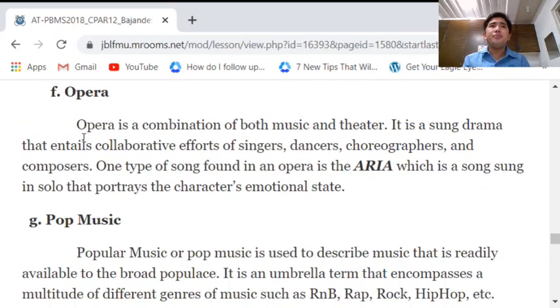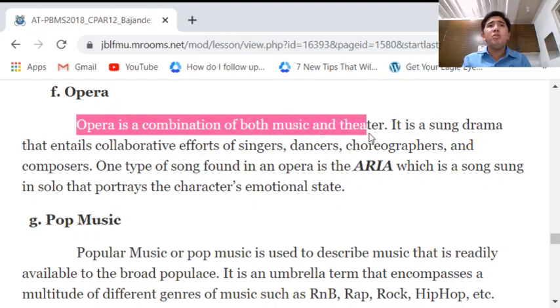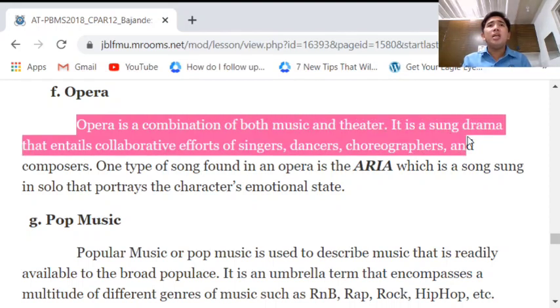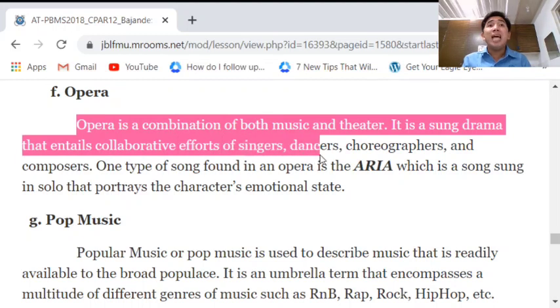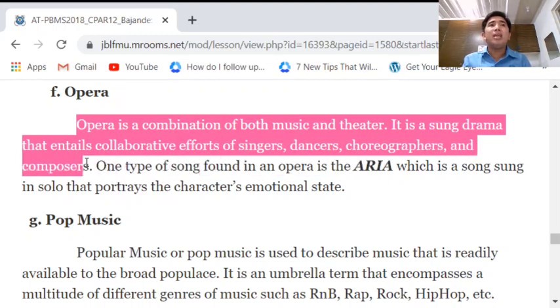Next, opera. What is opera? Opera is a combination of both music and theater. It is song drama that entails collaborative efforts of singers, dancers, choreographers, and composers. Okay, so there is a combination of music and theater. So there's acting, and the music is the main medium, or the language they use.